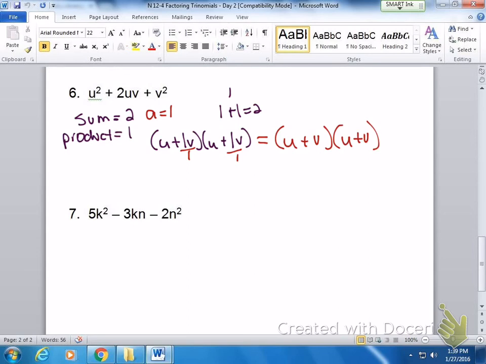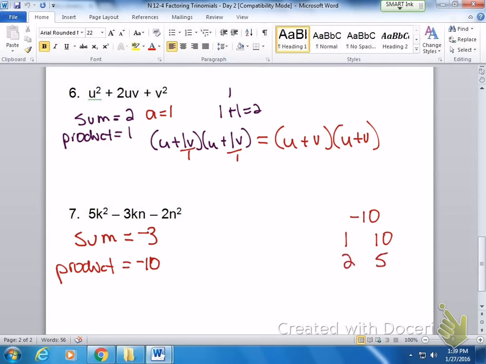Now let's do number 7, the last one. First, I need my sum, which is negative 3, my b value. I need my product, a times c, which is 5 times negative 2 is negative 10. So let's break up the negative 10 and see what we can get. Well, one of them is going to have to be negative. I have 1 and 10. If either of them were negative, still not going to give me negative 3.